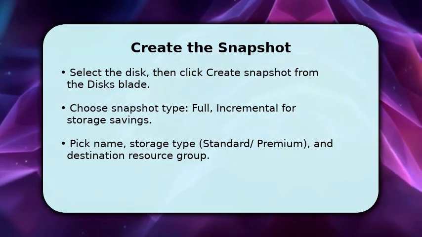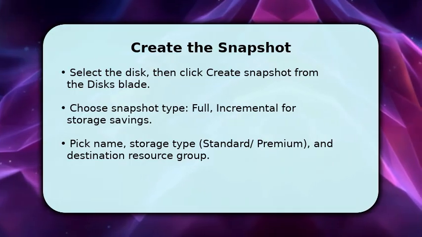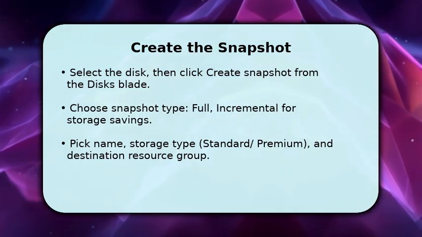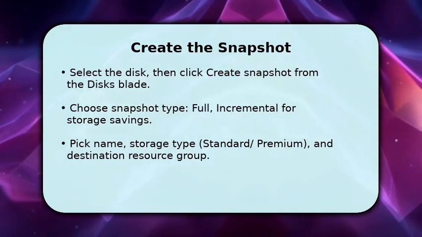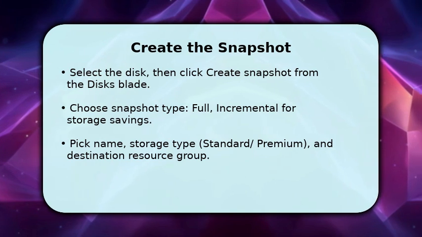Make sure you select the right snapshot tier and region, then Review and Create. This writes a point-in-time copy of the disk that you can use to restore or create new disks.